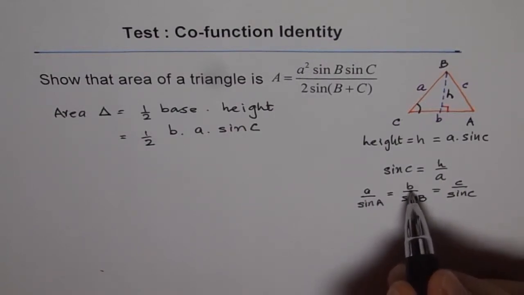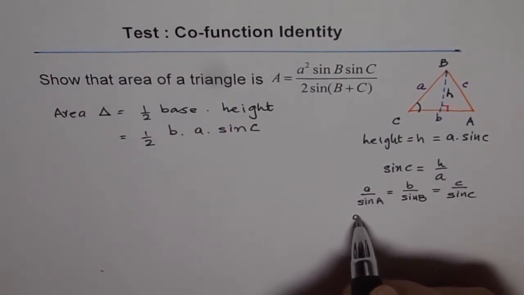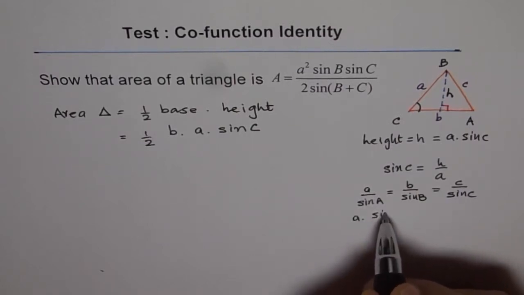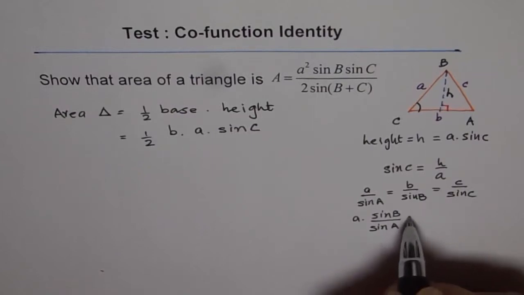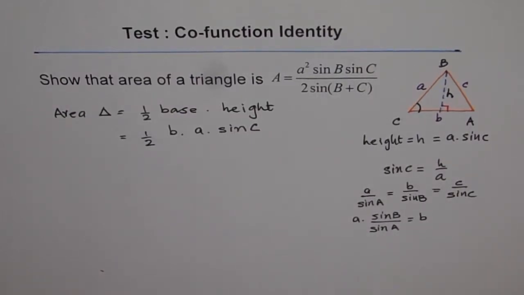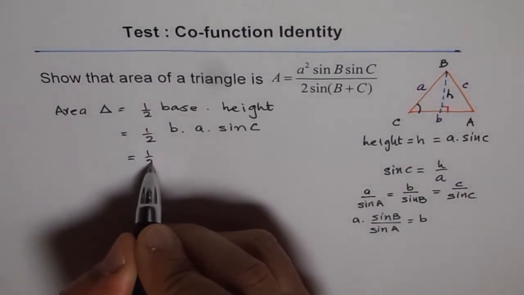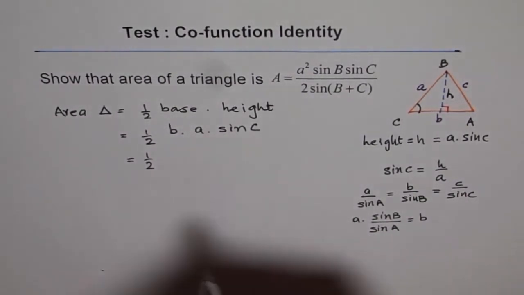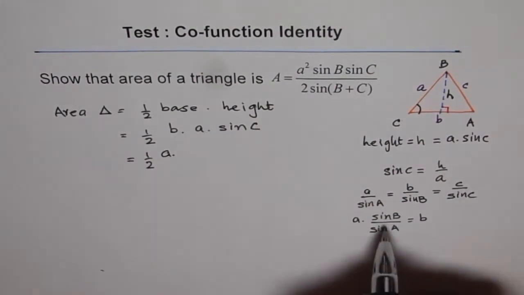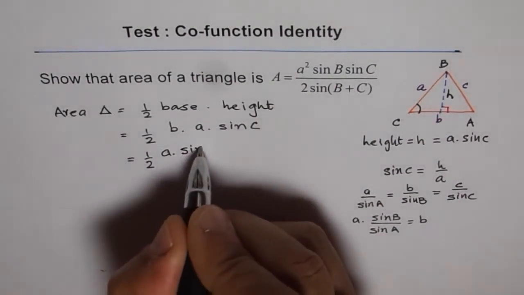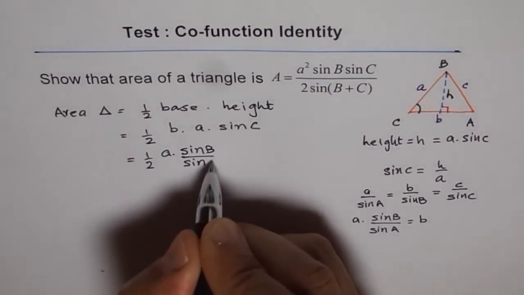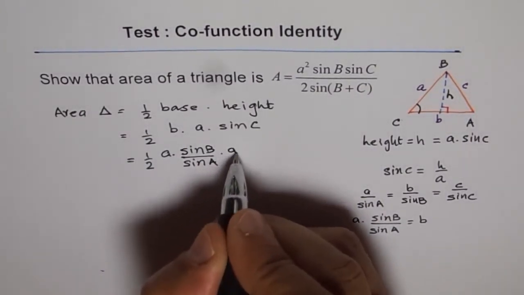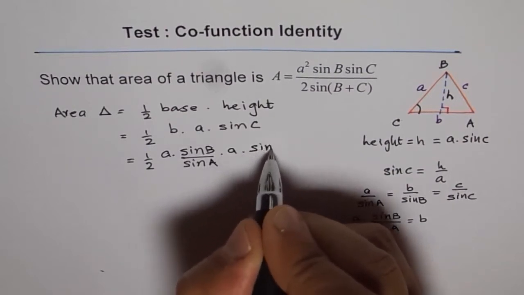So from here we can say A times sine B divided by sine A is actually equal to B, correct? So we'll substitute this value here and see what we get. Instead of B, we get A times sine B over sine A, and we already have A here, times sine C.